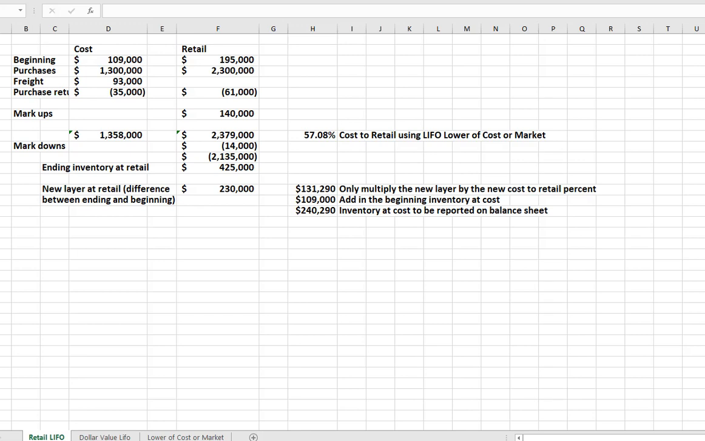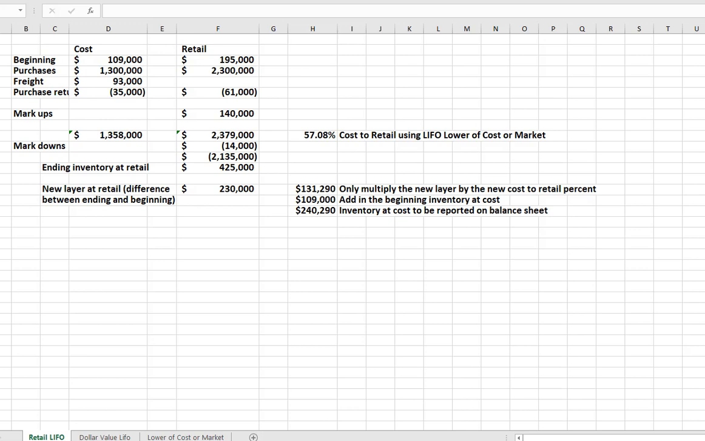Hello, everyone. We're going to review these practice examples of retail LIFO, dollar value LIFO, and lower of cost or market in preparation for the homework that we will do that will look very similar. So hopefully you've already worked through the problems, and that this is just a review to make sure that you're on the right track. So I've also provided you with the actual spreadsheet that you can download so that you can see the whole thing at once like we're seeing it now.